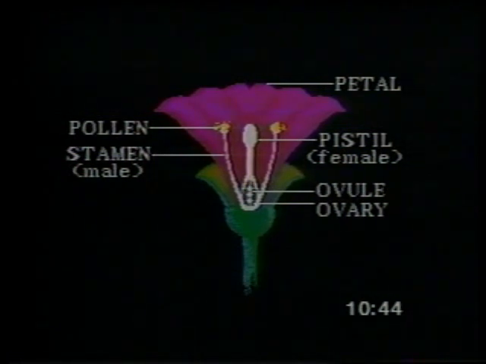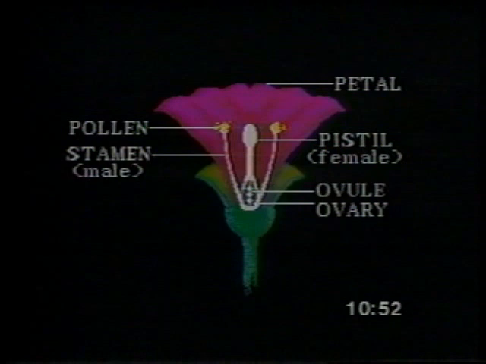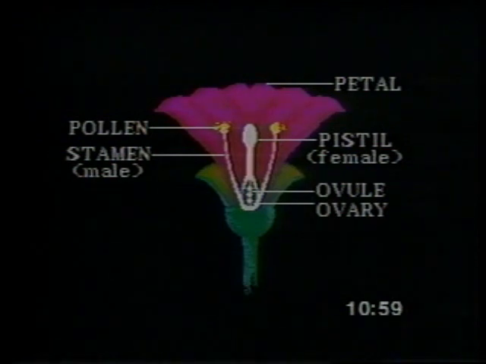In the center of the flower, there are one or more pistils surrounded by a ring of stamens. The pistil is the female part of the flower. At the bottom of the pistil is the ovary. And inside are little round ovules which become seeds if they are fertilized. The stamen is the male part of the flower and it produces pollen grains. When the pollen and the ovules meet, seeds are formed.